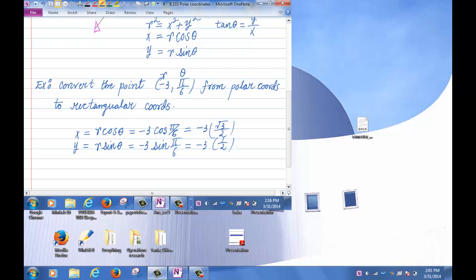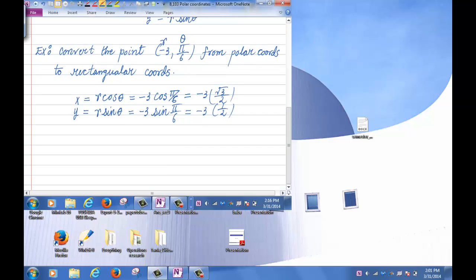So this is very easy. Converting from polar to rectangular is very easy. You just apply the formula. As long as you know the standard values of sine and cosine, you'll be okay. Now, the other way around, though, is not so easy.